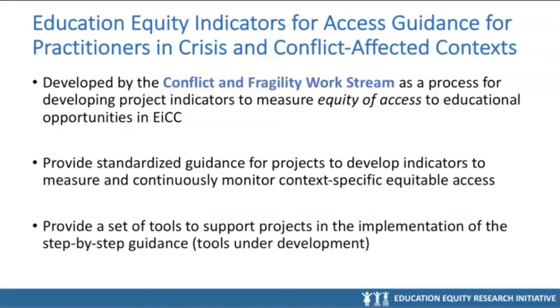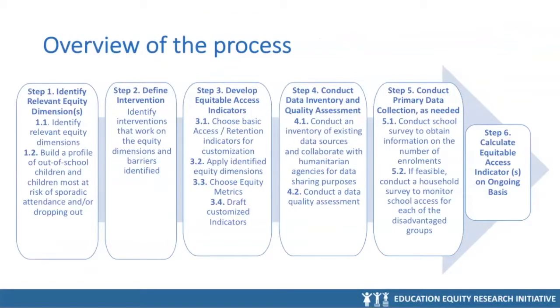So I'm now going to turn the presenter's role over to Fernanda to provide detail on the steps of the indicator development guidance. Thanks. Thank you, Daniel. I will now talk a little bit about each of the 6 steps that we propose as part of the process. Here in this figure, we provide an overview of the entire process. The process basically starts with the identification of relevant equity dimensions and the types of access barriers that children face. It's followed by the definition of the intervention based on the access barriers and the equity dimensions previously identified. The next step is then to actually develop the equitable access indicators following a sub-step approach that we propose.